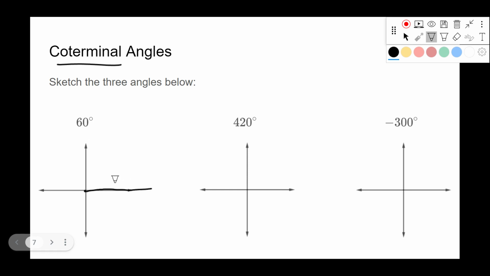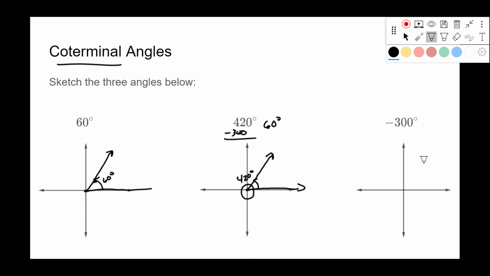So remember, there's our positive x-axis. 60 degrees is about 2/3 of the way through quadrant 1. So this angle is 60 degrees. Let's try 420. Well, 420 is more than 360. So 360 is all the way around. If I take 360 away from this, that's 60. So now I got to go 60 more degrees. Okay, that's my angle, 420 degrees. There it is.